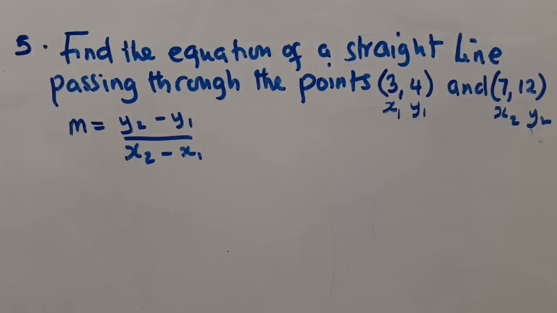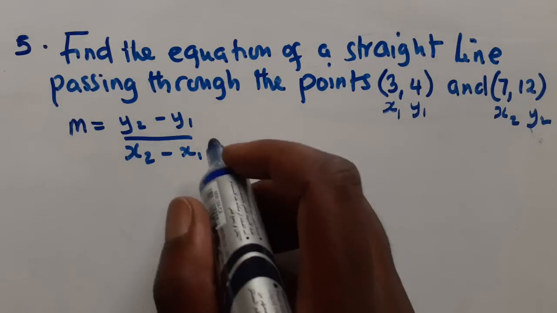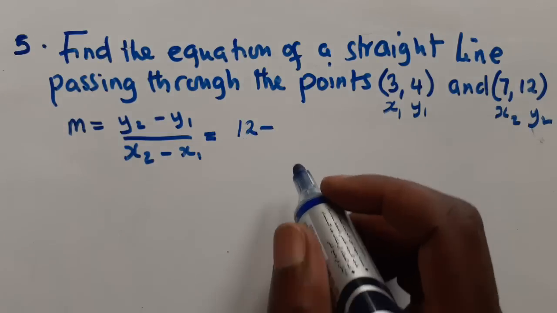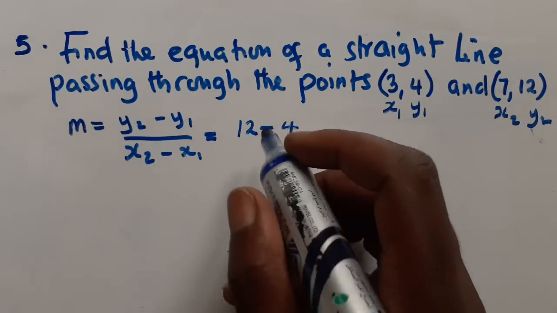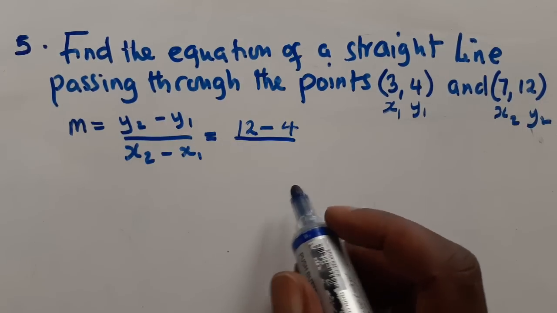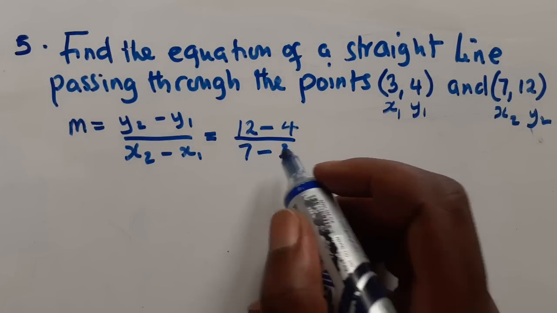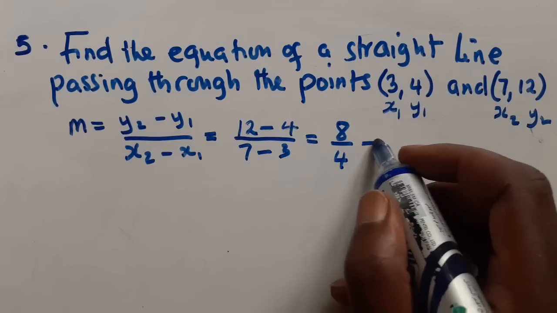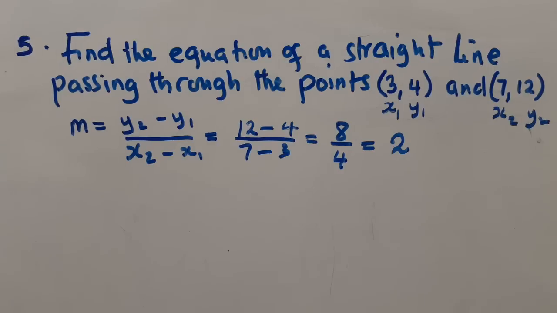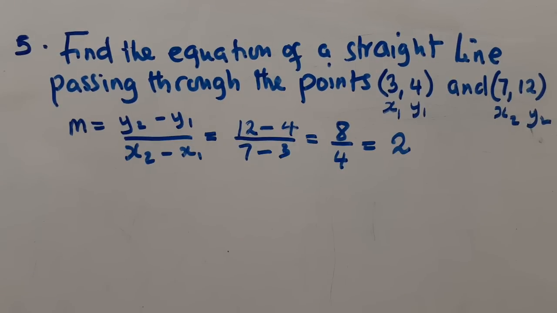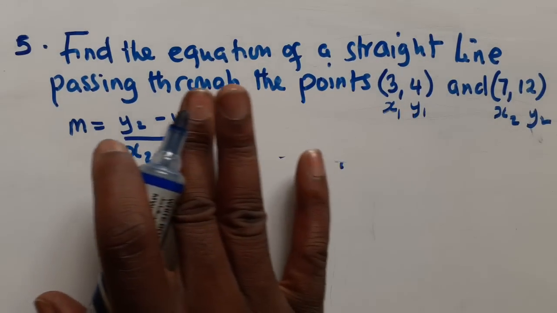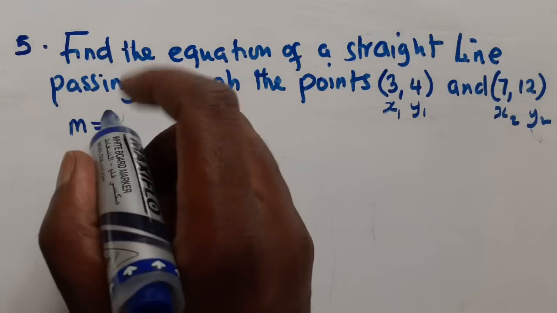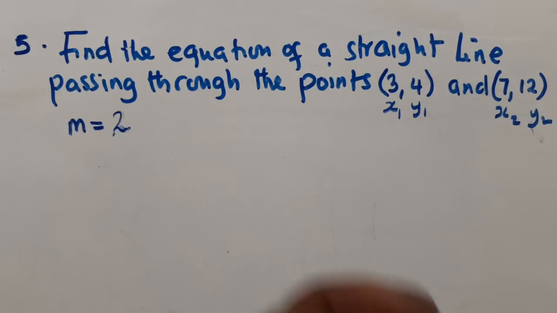Then we feed these coordinates in the formula. So we're going to have our y2 is 12 minus our y1, which is 4, over 7 minus 3. We're going to get 8 over 4. Then we'll get 2. All right. So our gradient is 2. I hope you have seen that. Our gradient is 2 here.